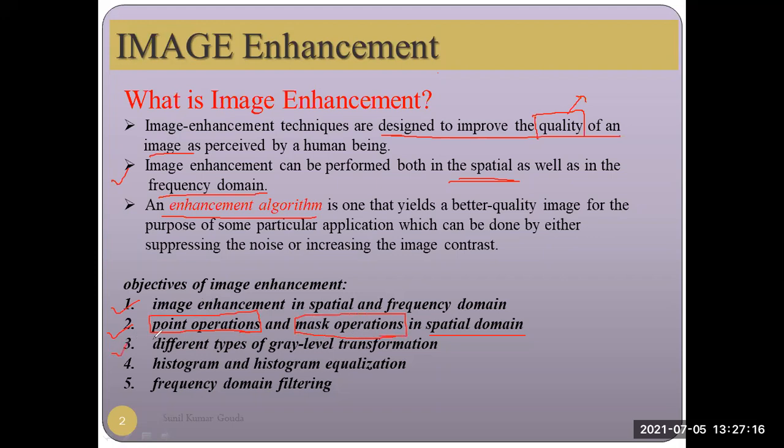The third thing we are going to learn in this topic is different types of gray level transformations. One thing you have to remember here: whatever transformation or image enhancement we perform, we will perform only on gray level or grayscale images. We will not use color images. We will use only gray level images, that is, black and white images, for the different types of gray level transformations, whether it is point operations or mask operations.